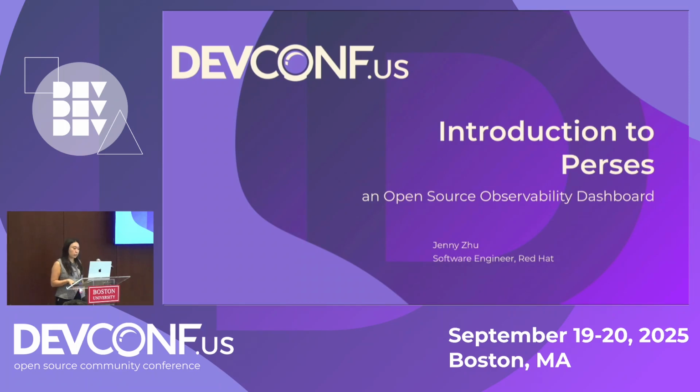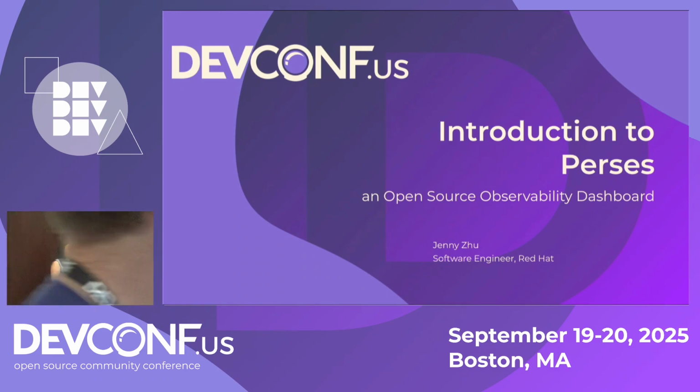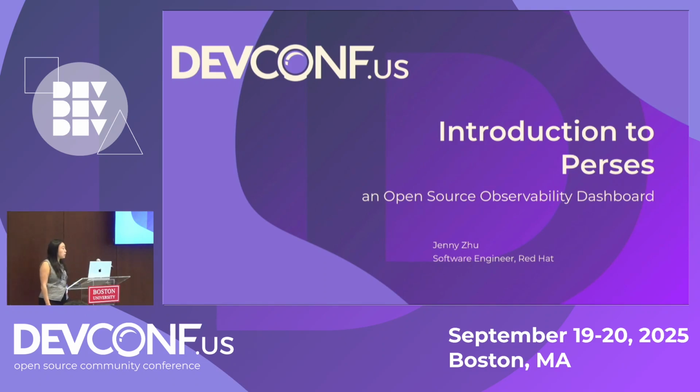I've outlined a quick agenda for today. So 3 main points. What is Persis, first of all, and then what is observability? And also, what are Persis's focus? So its focuses are extensibility, being easily embeddable, and also being GitOps friendly.